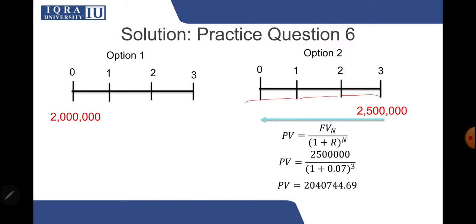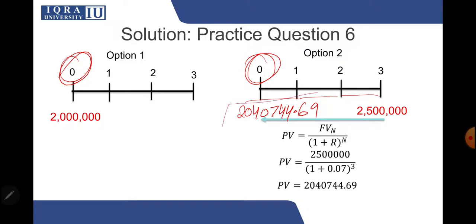Now this is at time 0. So you know that this 2.5 million, right now its value is this much. Now you can compare them because this value is at time 0 and this value is also at time 0. So if you compare both of them, option 2 is the better option. Now you can say for sure that this one is the better option.